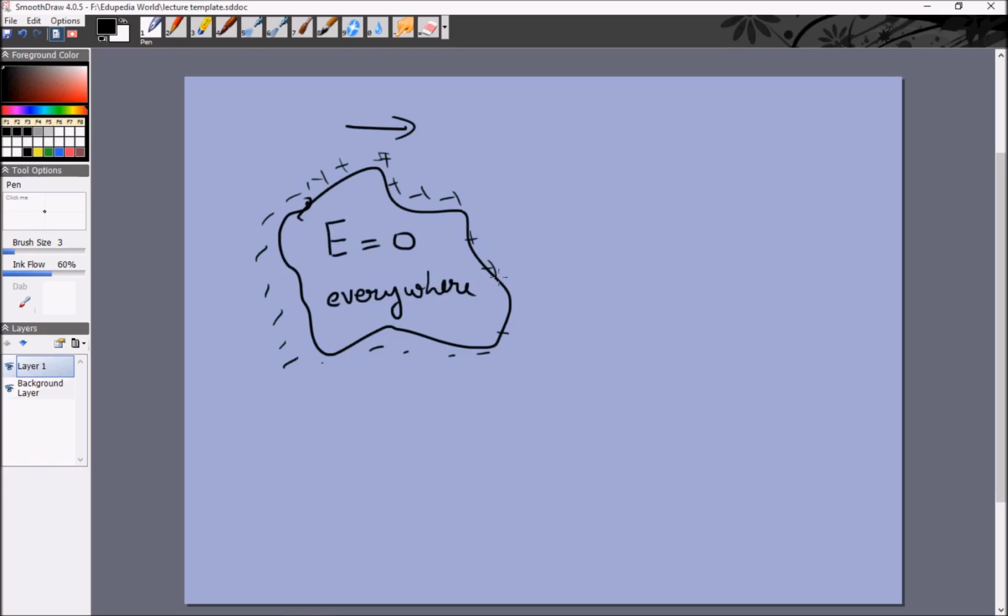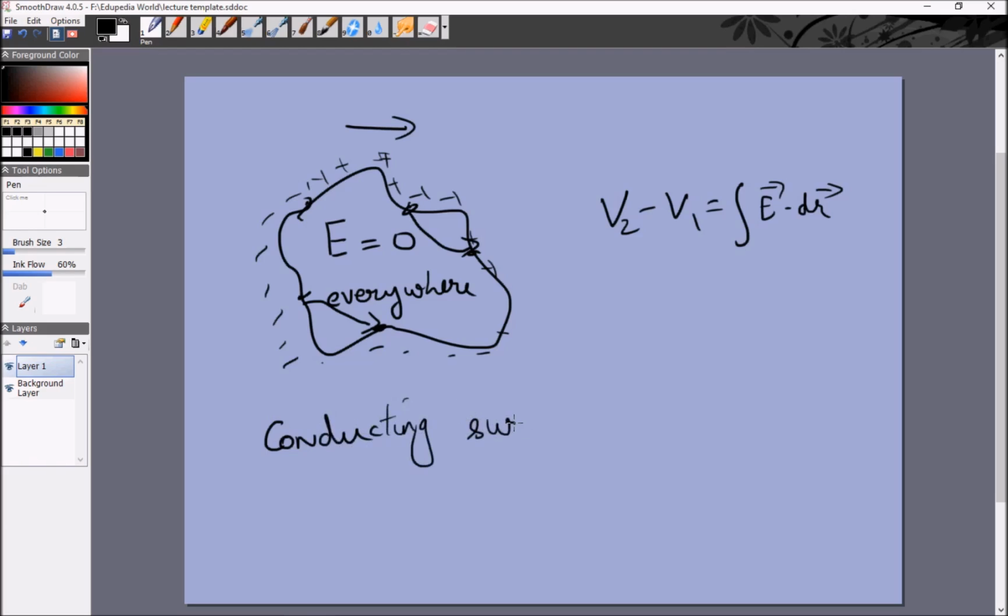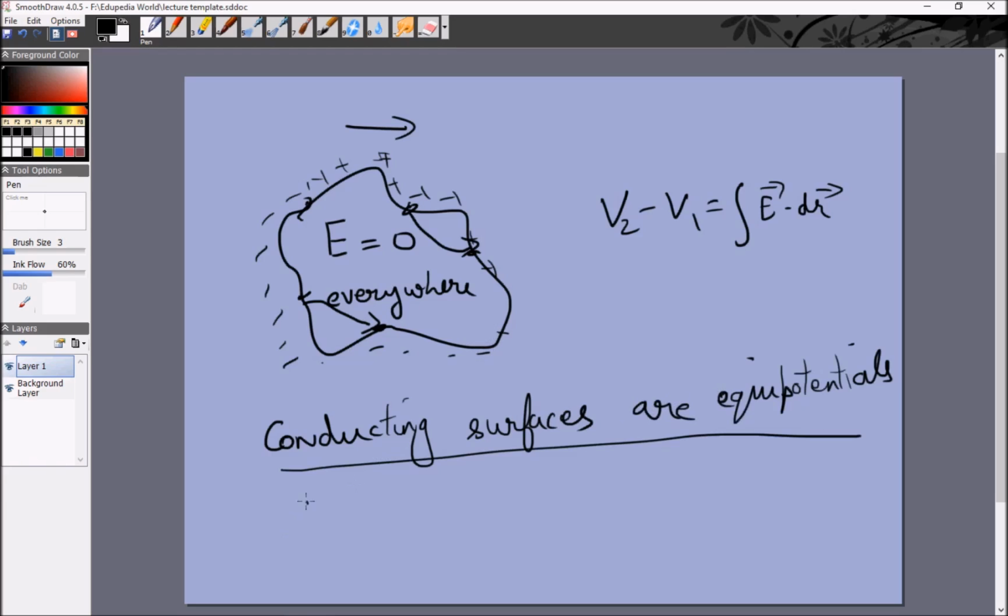everywhere. Now what it also means is, because electric field is 0 and V2 minus V1 is equal to the integral of E dot dr, the potential on the surface is the same everywhere, because we could go across any line within the conductor and electric field is 0 everywhere. So not only is the electric field 0 everywhere, conducting surfaces, well, actually the whole conductor in fact, but for us conducting surfaces will be important, are equipotentials. Right.